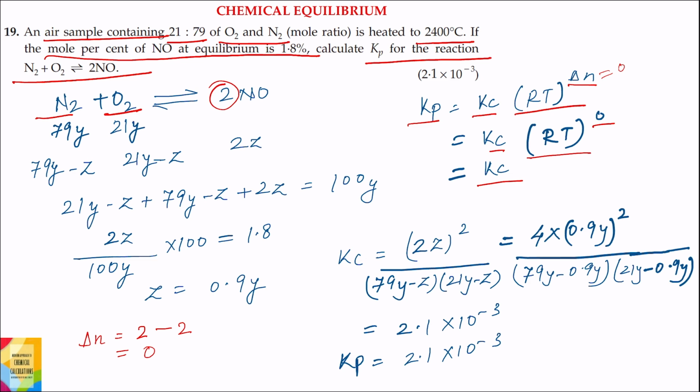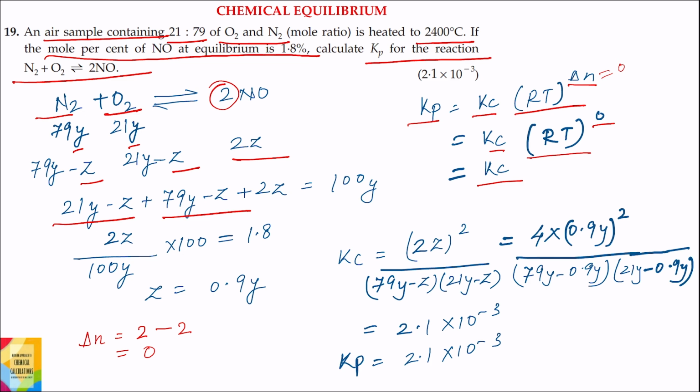The mole ratio is given, multiplied by a common factor, let it be y. So moles of nitrogen is 79y and moles of oxygen is 21y. And let z moles of nitrogen react with z moles of oxygen to form 2z moles of NO. So remaining moles of nitrogen is 79y minus z, remaining moles of oxygen is 21y minus z, and NO formed is 2z.